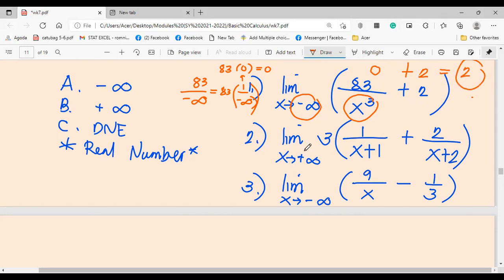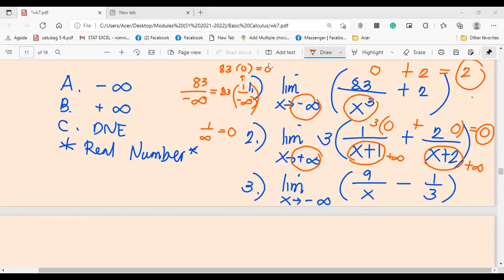Okay? In number 2, by inspection, this is positive infinity. So ito magiging positive infinity, ito din positive infinity. So kung 1 over infinity gives you 0, magpapalit ito 0, ito 0. 0 plus 0 is 0. So what is 3 times 0 plus 0? Is 0. The answer for number 2 must be 0.